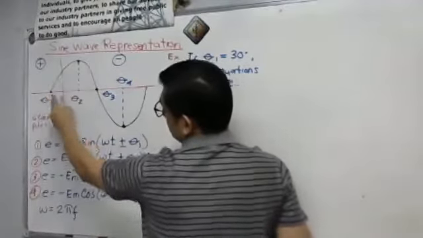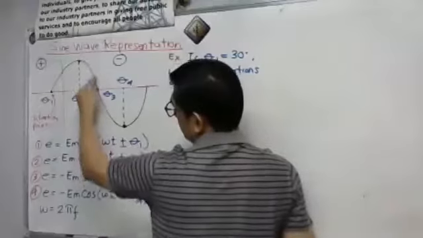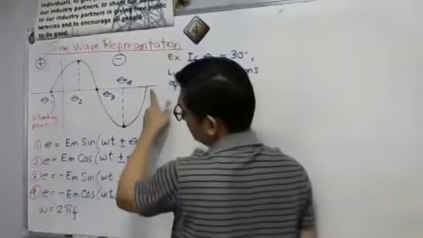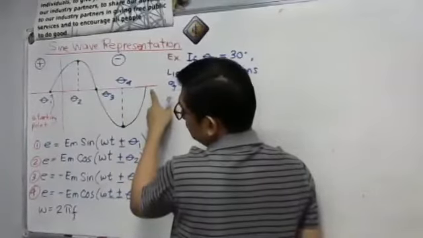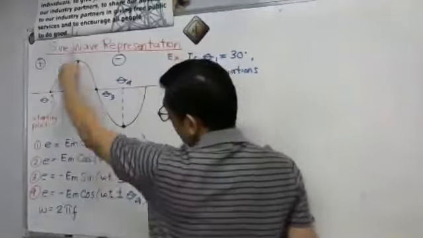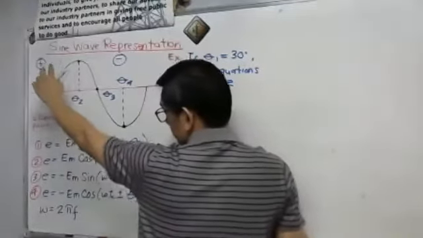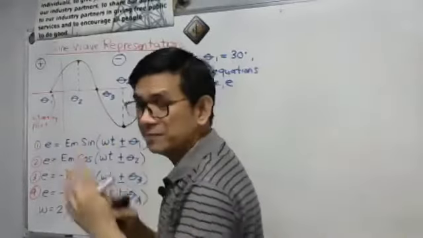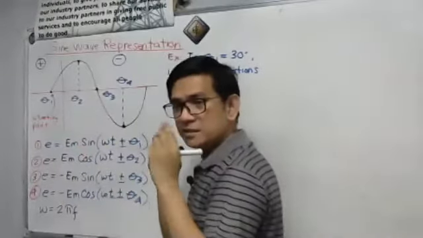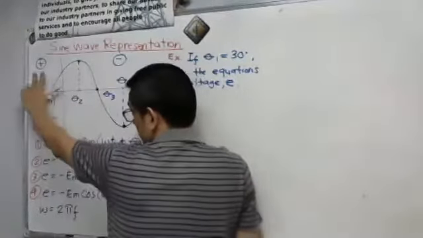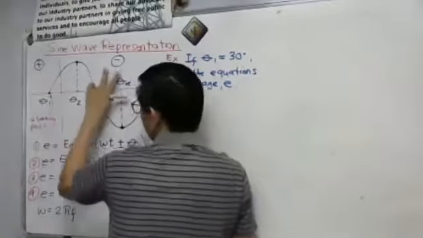And your theta 2 here, take a look. This is 180 for the half cycle, and another half cycle, another 180. Take a look at our x and y axis. That is opposite. Baliktad siya ng Cartesian plane natin. It is opposite with respect to our Cartesian plane. So, this is the positive, this is the negative.